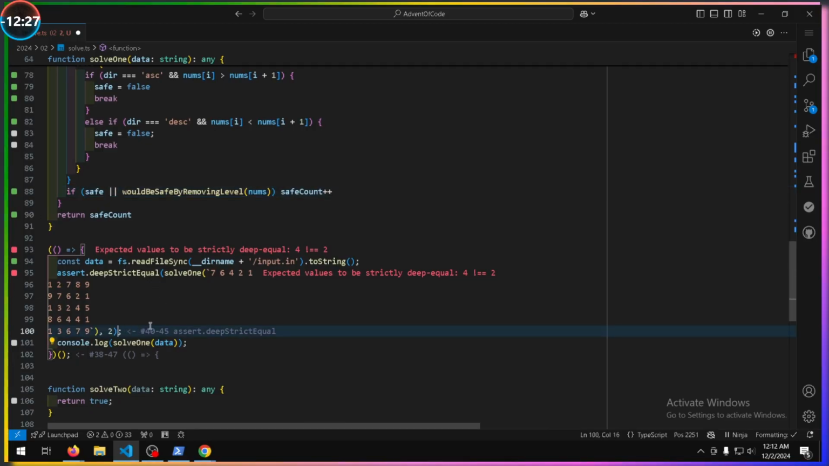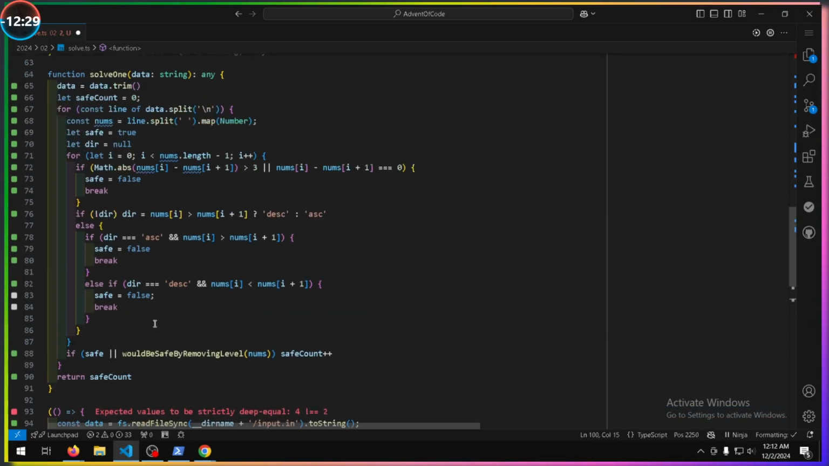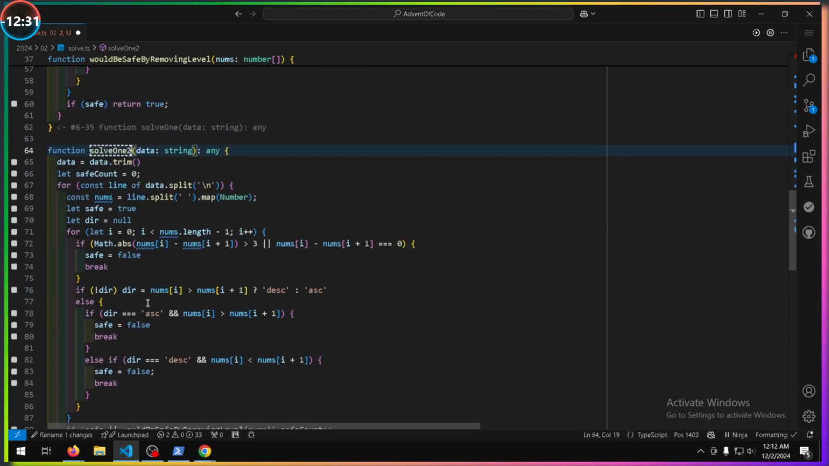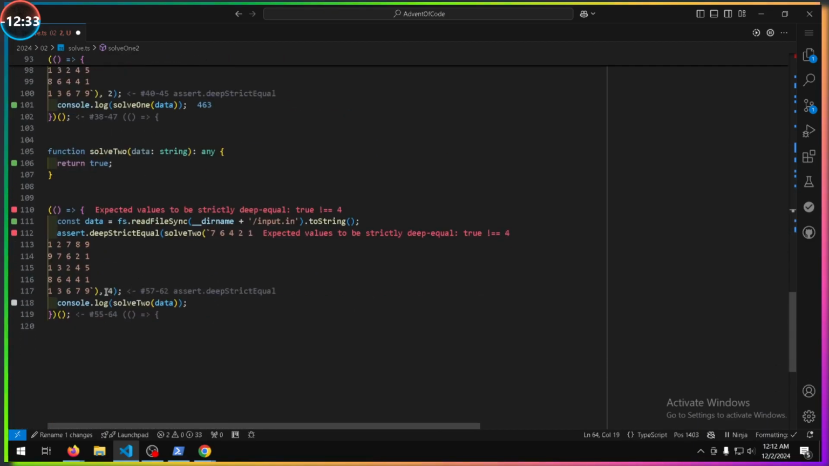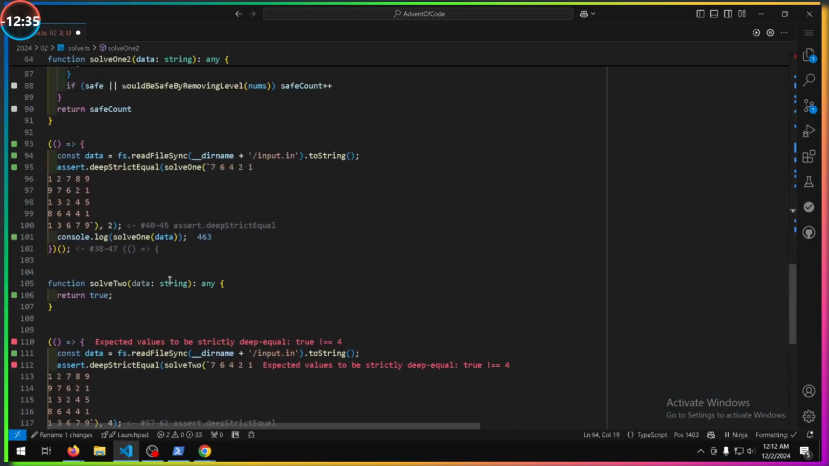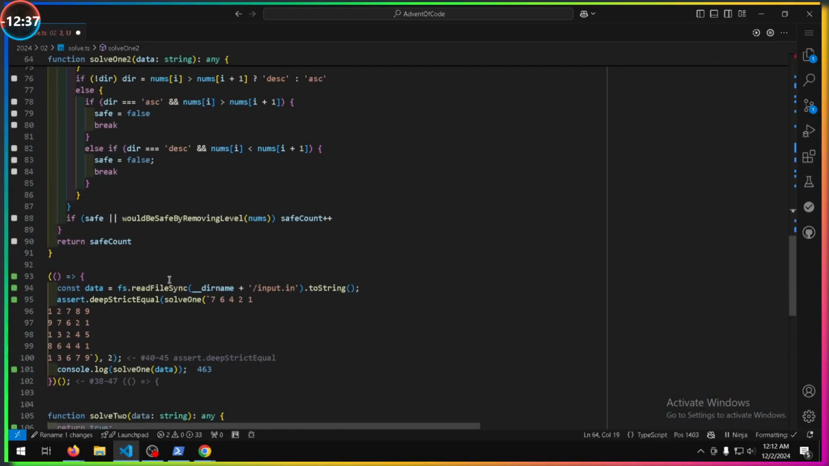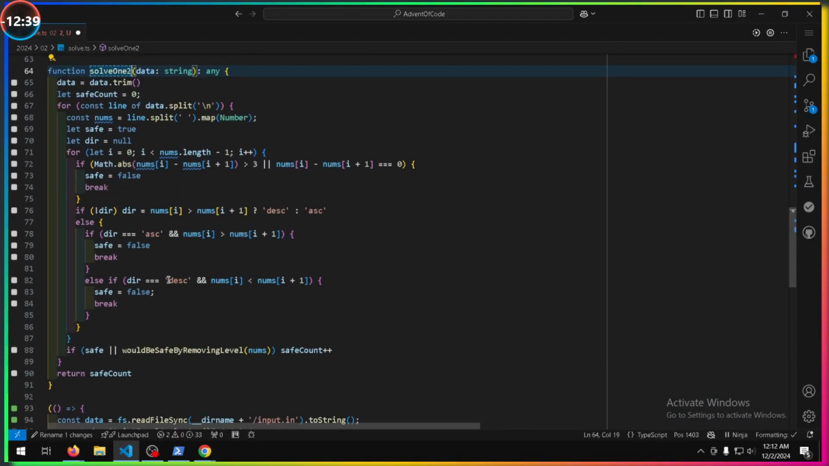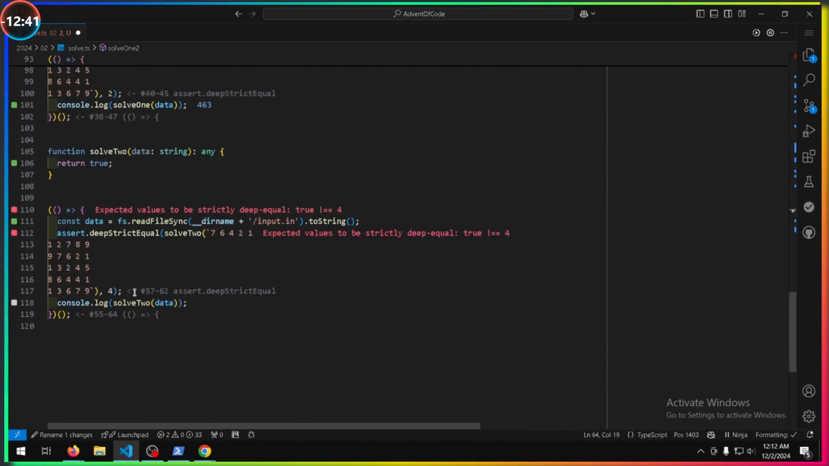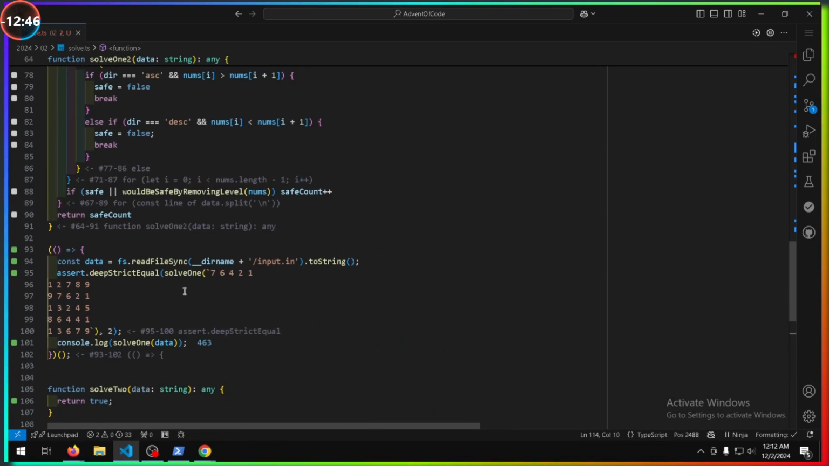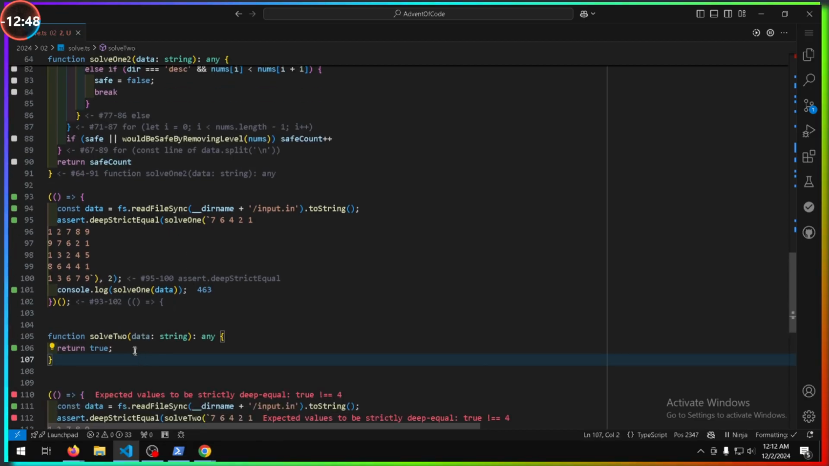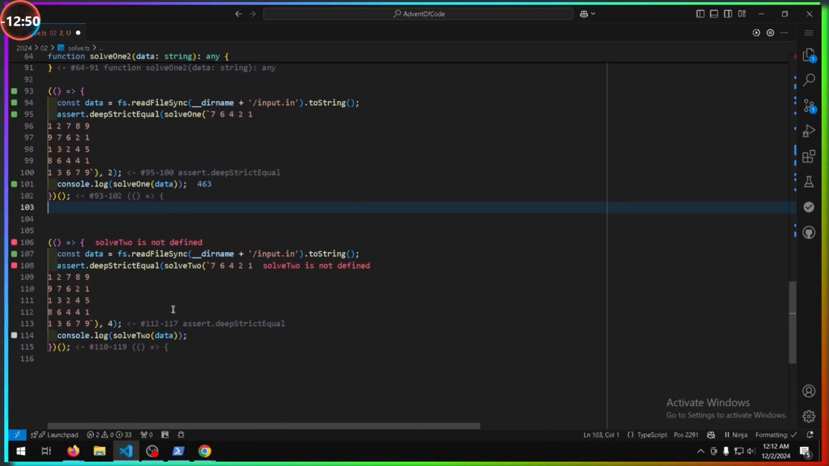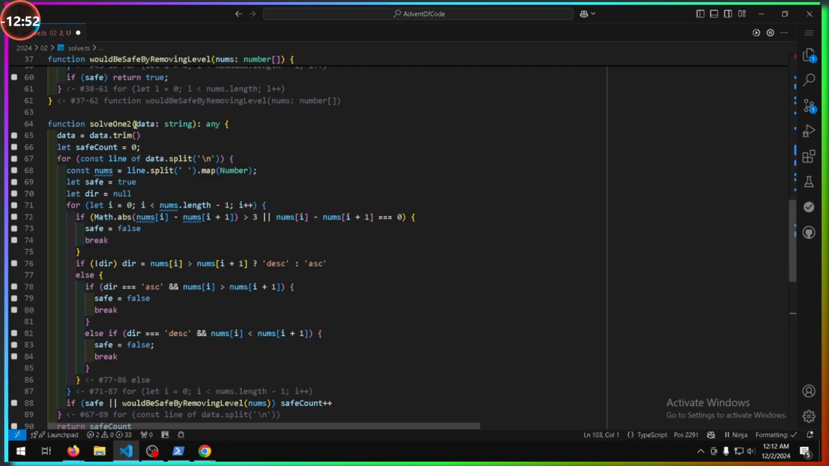4 is not equal to 2. Did I just change? I was like, hey, why are you broken? True is not equal to 4. Hey, what are you doing? Why are you returning a true? What's this code doing here? Oh, I never did the thing. Solve 2 is not defined. I'm goofing.